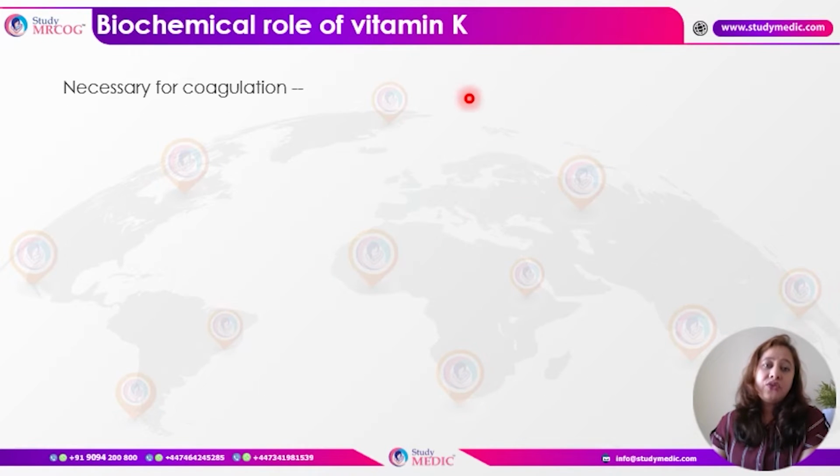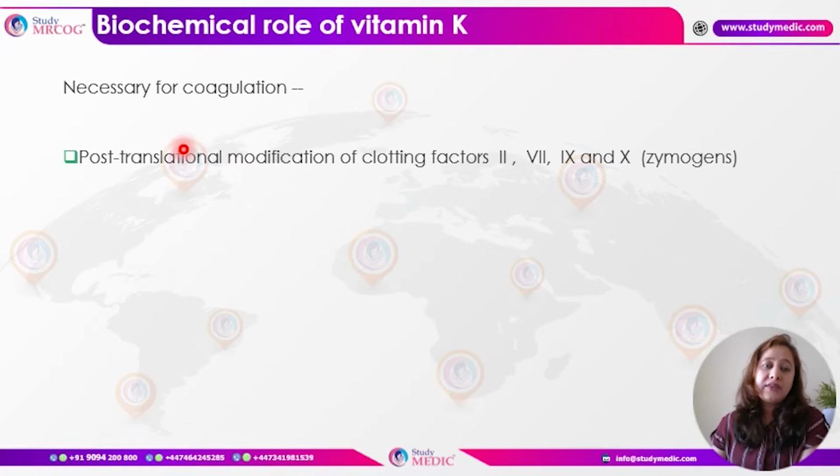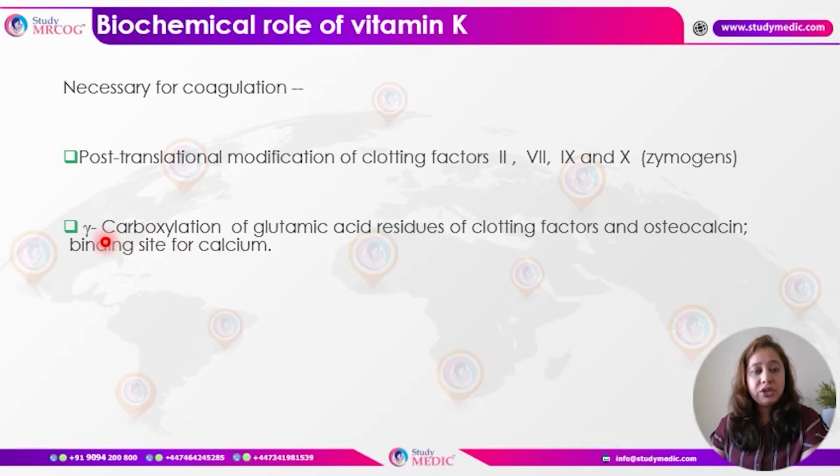What is the role of vitamin K? As we learned, it is required for coagulation. Which factors are dependent on vitamin K? It is factors 2, 7, 9 and 10. These clotting factors are synthesized as zymogens, that is, the inactive form, so they require activation. How does the activation happen? The glutamic acid residues present in these clotting factors will undergo carboxylation, that is, addition of a COO group on the glutamic acid residues.